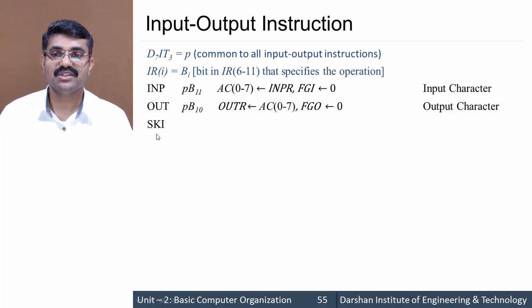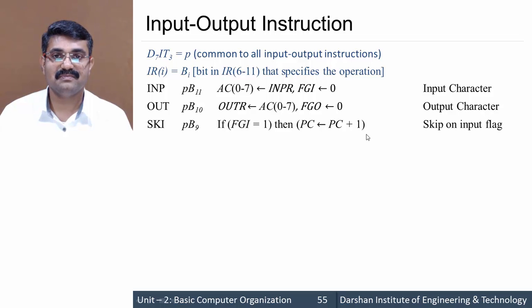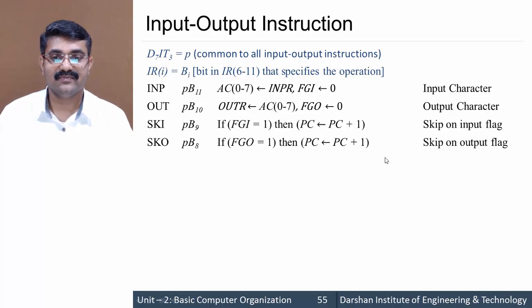The next instruction is SKI, skip on input flag, which occurs at PB9. That means skip the next instruction on input flag: if FGI is 1, then skip the next instruction by incrementing the program counter. Similarly, we have SKO, which occurs at PB8, and the condition for it is if FGO is 1, then skip the next instruction. So skip on output flag.